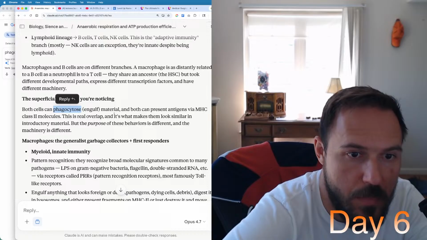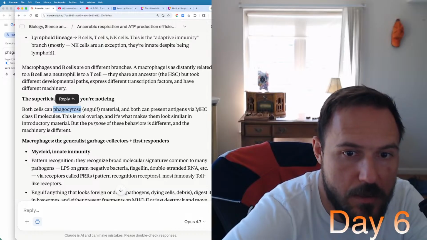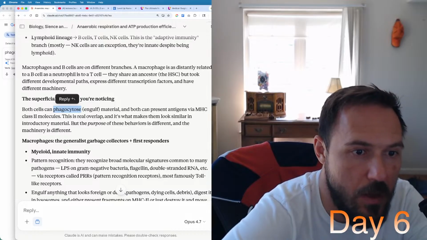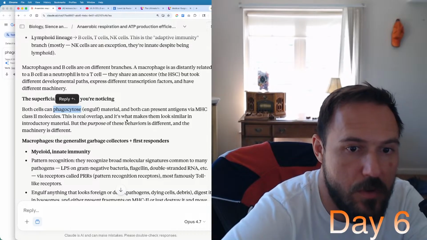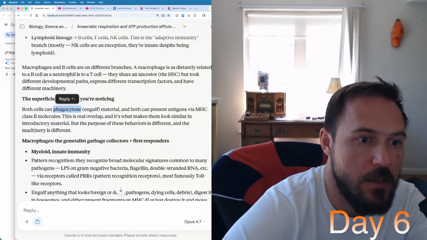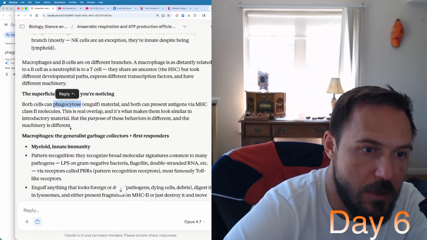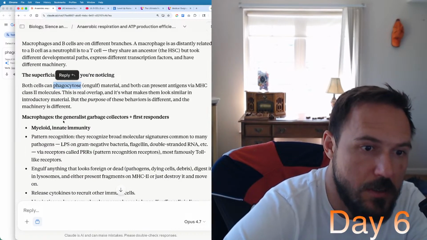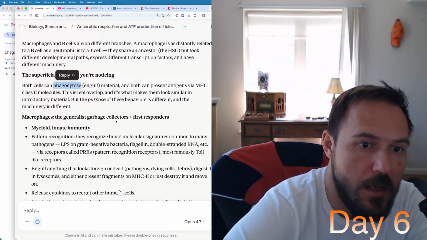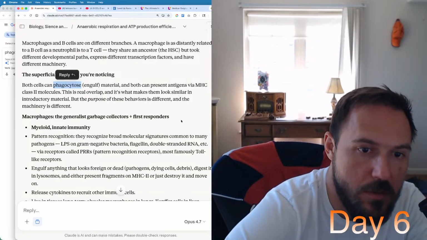Phagocytose material, and both can present antigen via MHC class 2 molecules. This is real, and it's what makes them look similar in introductory material. But the purpose of this behavior is different and the machinery is different. Macrophage is the generalist garbage collector, first responder.